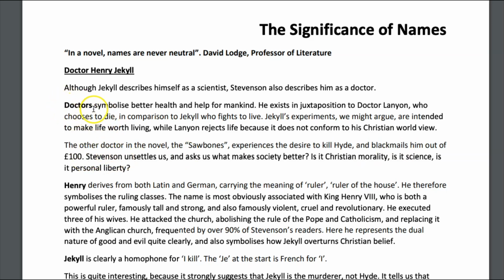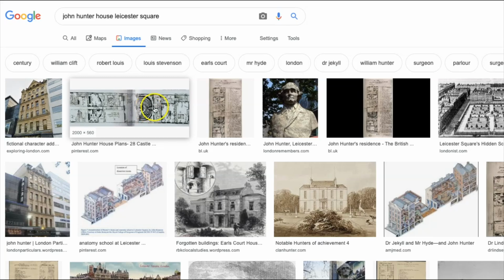And this is a doctor no longer doing his job. So perhaps Stevenson is suggesting here that in the 1800s, Christianity is preventing scientists from following through their discoveries properly. Christianity is the barrier. Now this links us to the John Hunter house in Leicester Square. This is the real house that Stevenson fictionalizes to put Jekyll in.